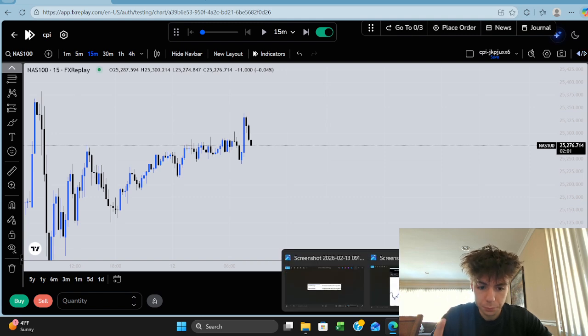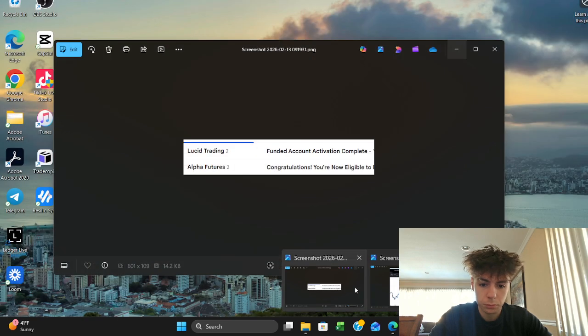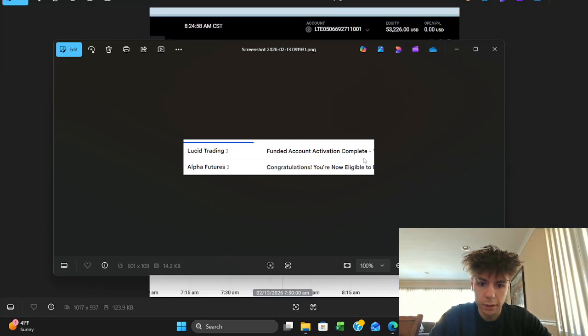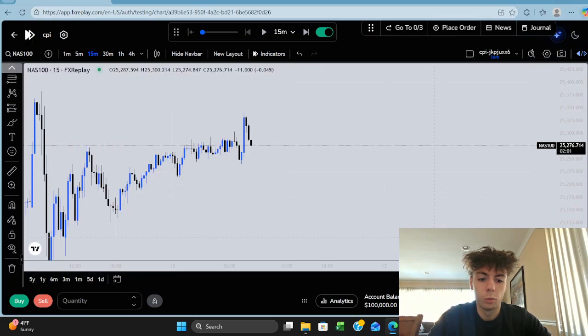So first of all, I'm going to go over my CPI full port. This is obviously the results. I had two Lucid accounts and two Alpha accounts. There it is. Funded account activation. Congratulations, you're now eligible for Alpha 2, Lucid 2, Alpha 100K on each, and then Lucid 50K each. Here's the Lucid equity.